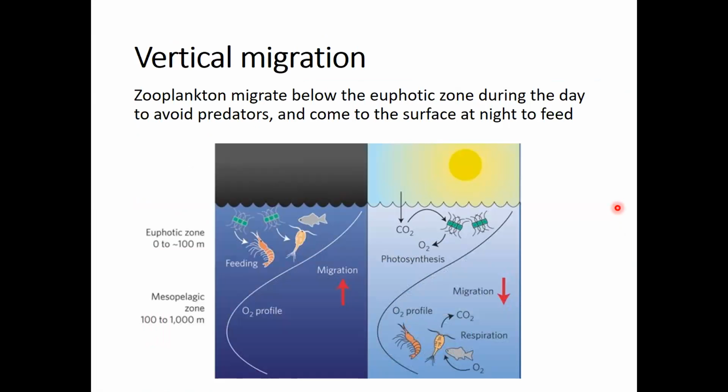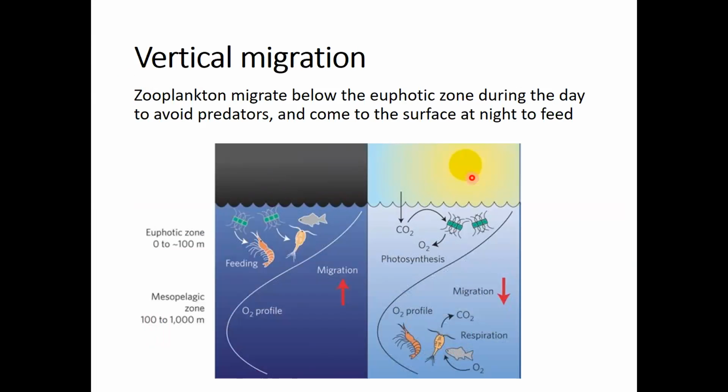Zooplankton in the epipelagic zone are able to migrate vertically. So remember, plankton aren't strong swimmers, but they're still able to move around a little bit. They're still considered plankton because they're not able to swim past a current. They're not strong swimmers, but they're able to migrate up and down in the water column. And they do this during the day and during the night to avoid predators.